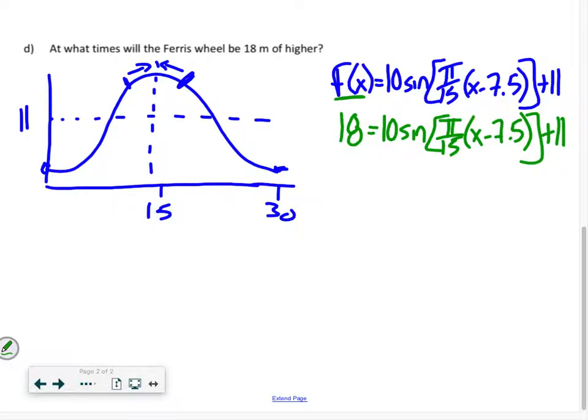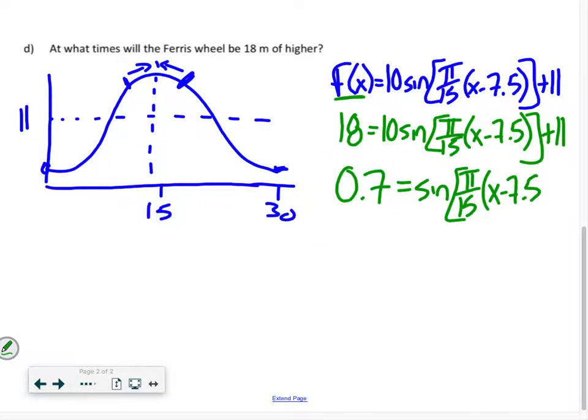Well, what that's going to leave me is I'm going to bring the 11 over and divide by 10. So 18 minus 11 is 7. 7 divided by 10 is 0.7. Then I'm going to write this in a line here just so you can see what's going on. I know I've switched colors, but I did that for a reason so that it was nice and clear for you. Now the way I get sine over to the other side is by sine inversing. So I'm going to sine inverse just the 0.7. So sine inverse of 0.7.